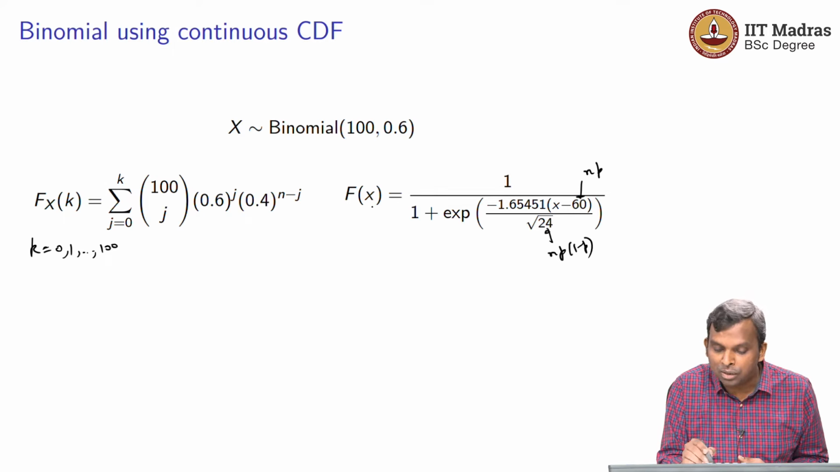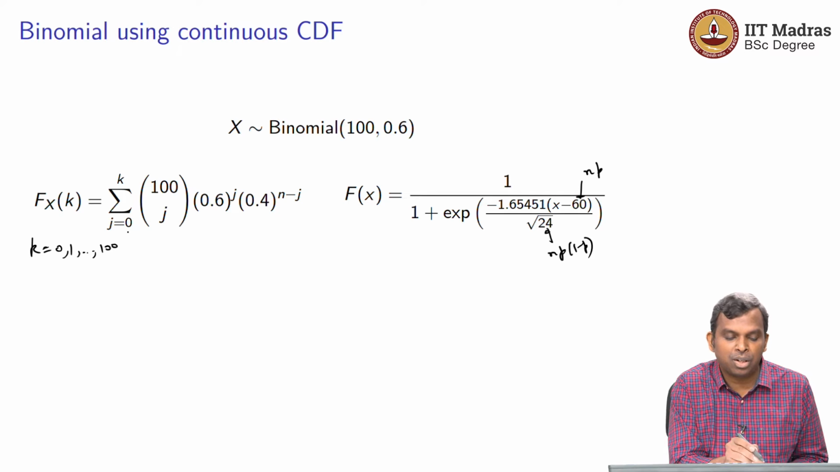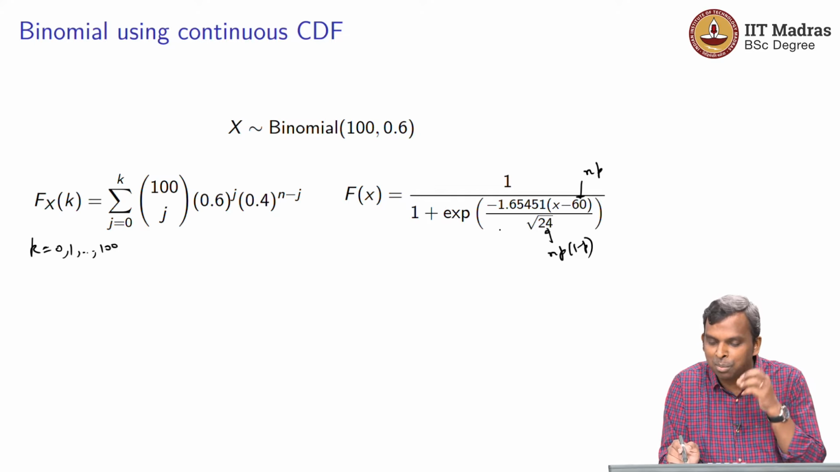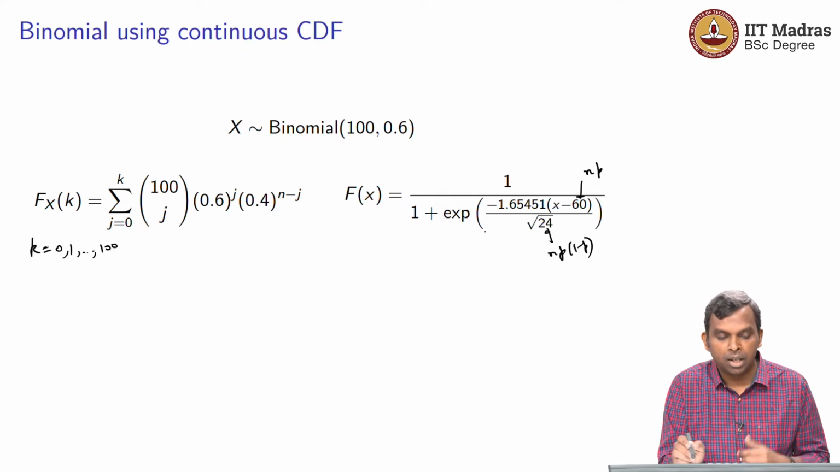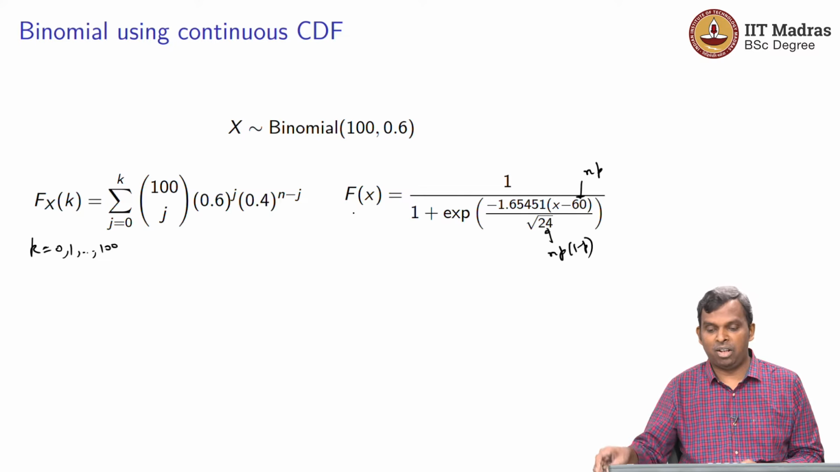But look at this function. This function is so much simpler than the CDF. Here you have 100 choose 50; here you don't have any such thing. It's just exp. You just plug it into a calculator and you'll get the answer. So it turns out this is a reasonably good approximation. It's not a very bad approximation.